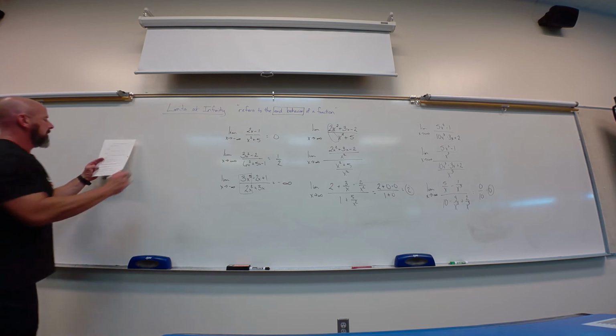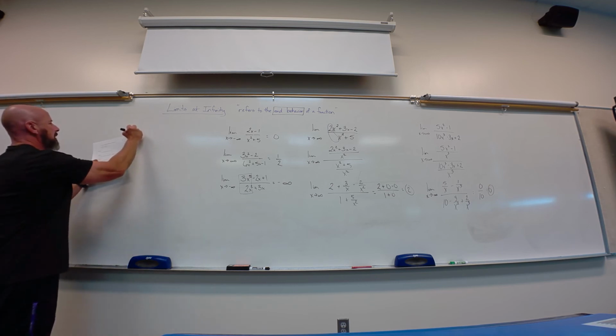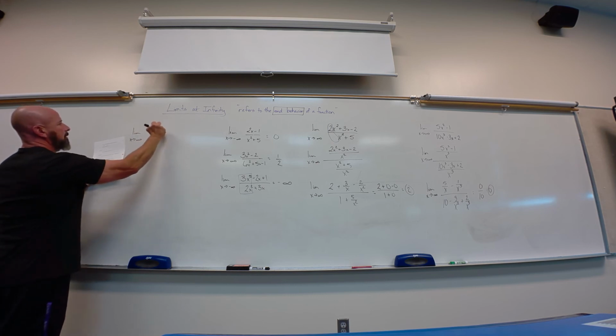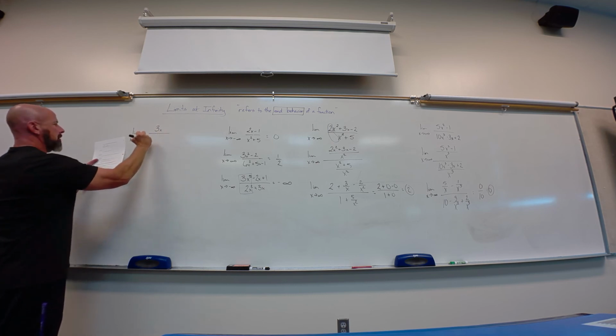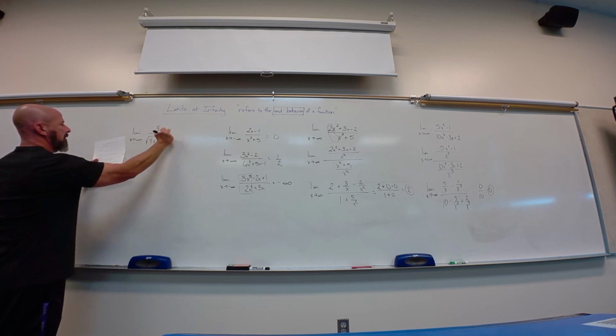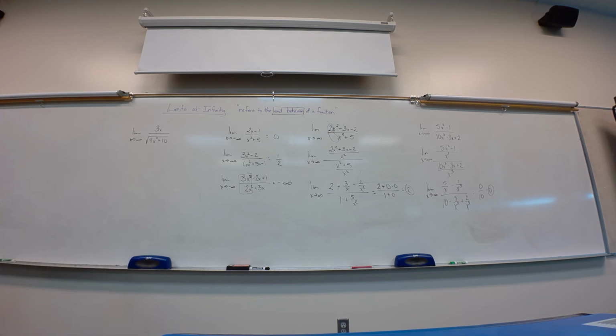Let's give a different look here. The limit as x approaches infinity of 3x over the square root of 4x squared plus 10. Now, we can do reduction formulas and things like that. So in this case, I divide everything by the x squared. But let's think about what's going on.